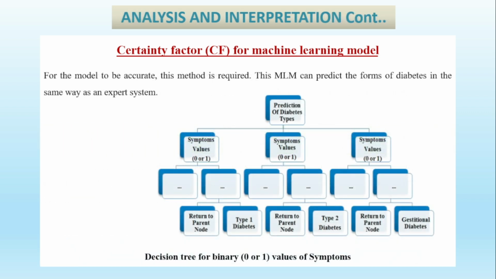Now, this is the decision tree for binary 0 1 values of symptoms. This is the decision tree prediction of diabetes type 1. If 0 it is false, and if 1 it is yes. Now this is the decision tree, and it returns to the parent node if not: type 1 diabetes diagnosed, type 2 diabetes, and gestational diabetes. If yes, then the decision tree will give the result based on the data taken from the CF factor table.